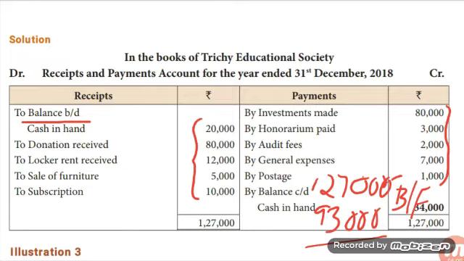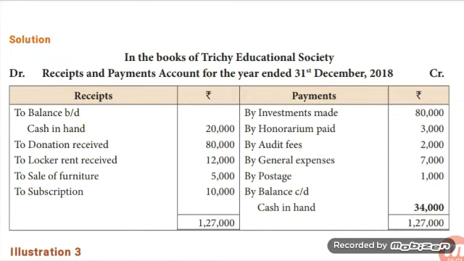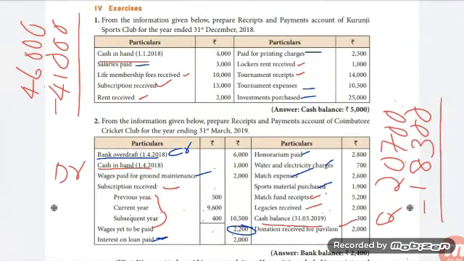Okay, children. Solve exercise first and second. Let me explain the question. From the information given below, prepare receipts and payments account of Kurinji Sports Club for the year ended 31st December 2018. Cash in hand. It is the opening cash balance. Children, draw the account. First enter the opening cash balance as to balance brought down. Amount 4,000. Then all receipts on the debit side.